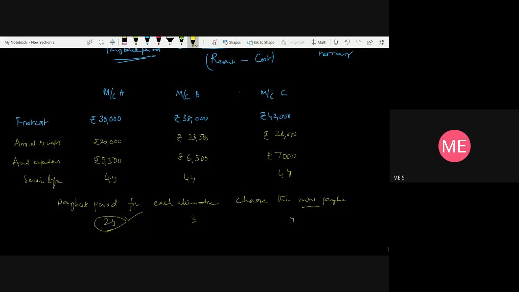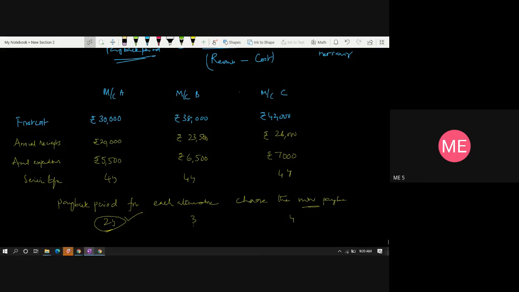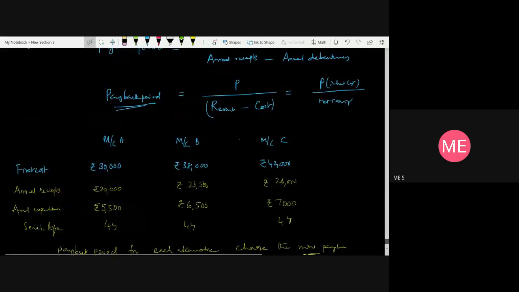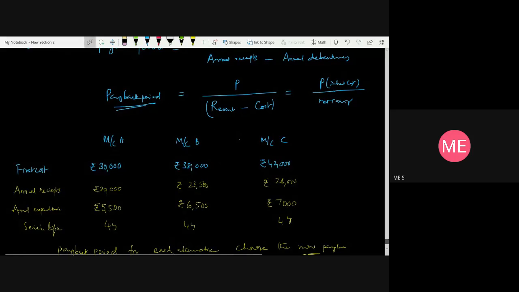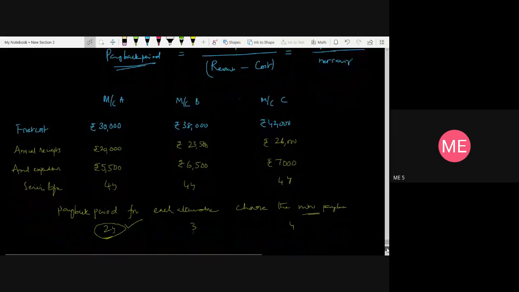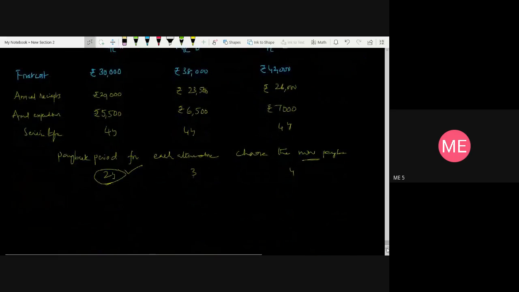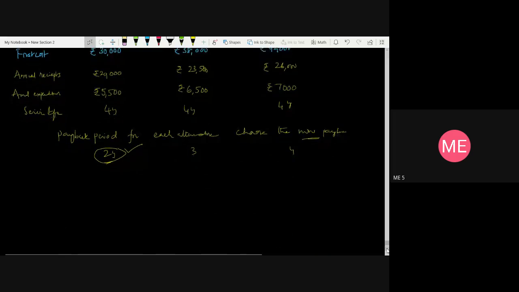Whichever alternative has the minimum payback period, or time, will be chosen as the best investment. So here, how to calculate this payback period for each case? We have the equation: the payback period is equal to P divided by revenue minus cost, or net savings. Using that equation, we are going to calculate for machine A, machine B and machine C.